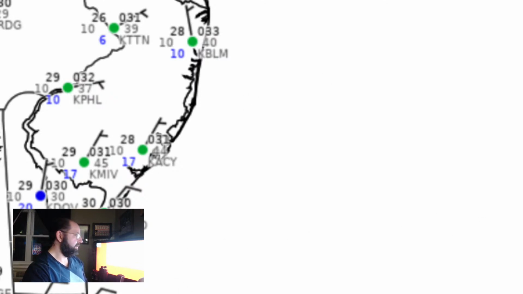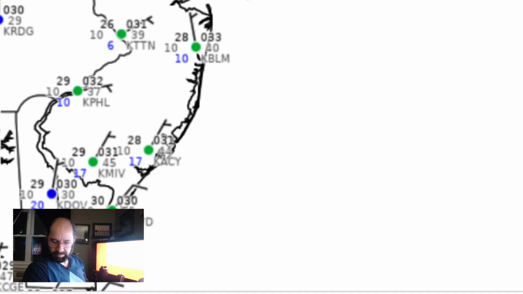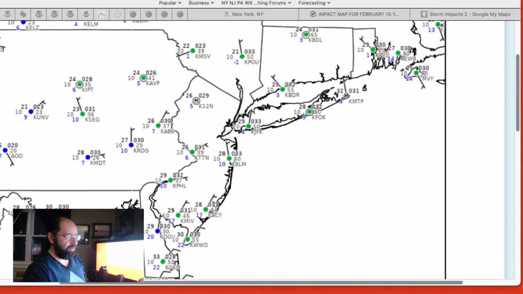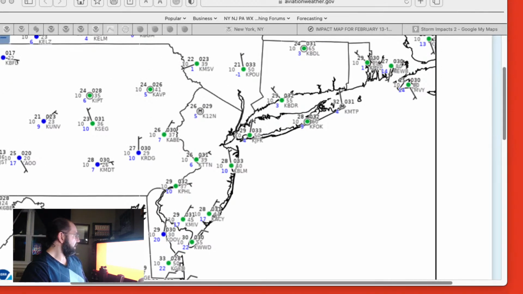Well, let me zoom out a little bit. And what I want to show you is not so much the temperatures. Obviously, the temperatures are cold. But this stands out to me. The dew points. Now, I've been saying this for quite some time. It is the dew points that stand out to me in this situation. Not the surface temperatures. And the reason why is because we're dealing with very dry, dense air. This cold air is going to put up a fight.